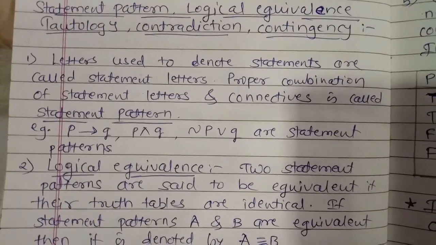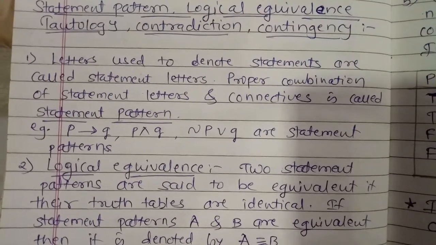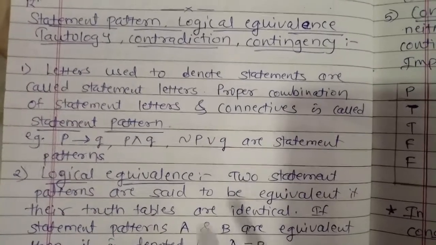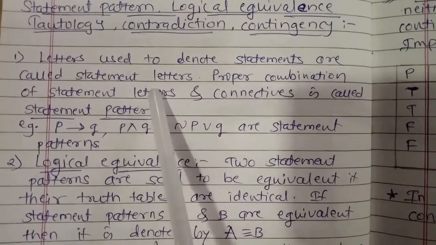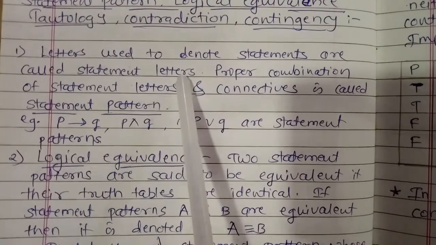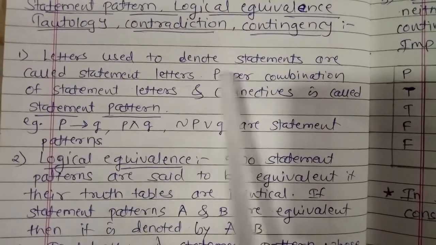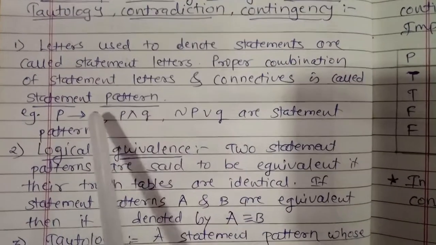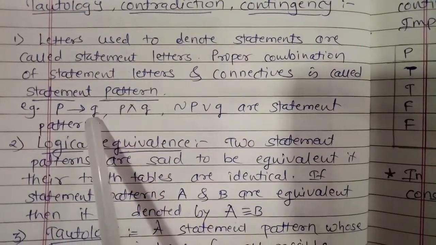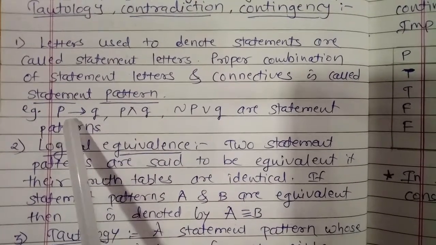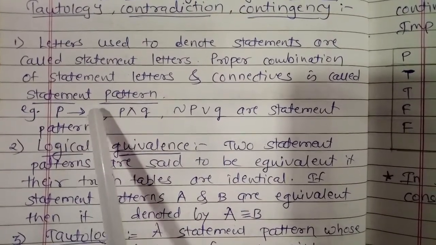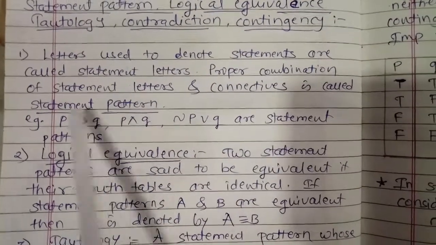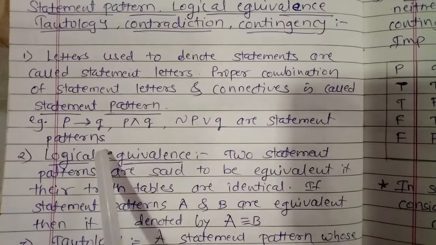Now see, first we are going to know about the statement pattern. What is the meaning of statement pattern? The letters used to denote the statements are called statement letters, that is P, Q, R. The proper combination of statement letters and connectives is nothing but the statement pattern. We already saw this in our tables, that is P conditional Q, P conjunction Q, negation of P and disjunction Q. This type of statements are called statement patterns.